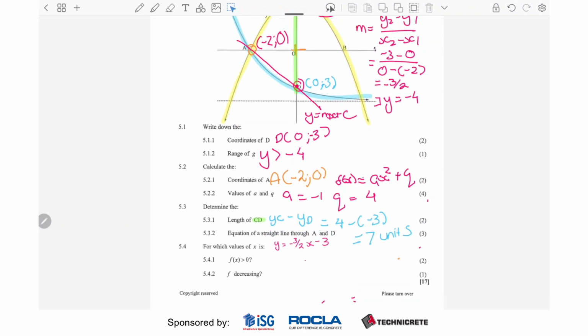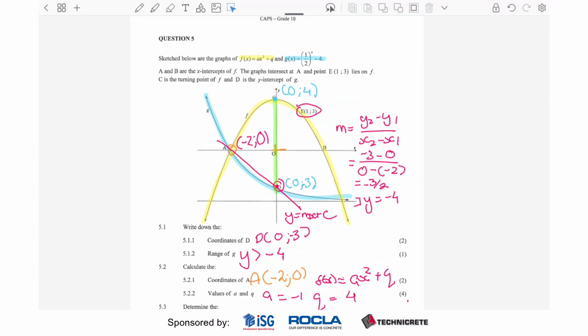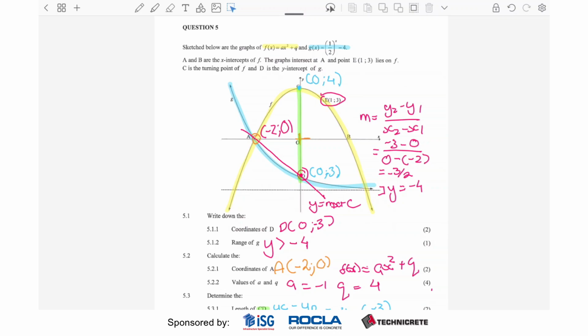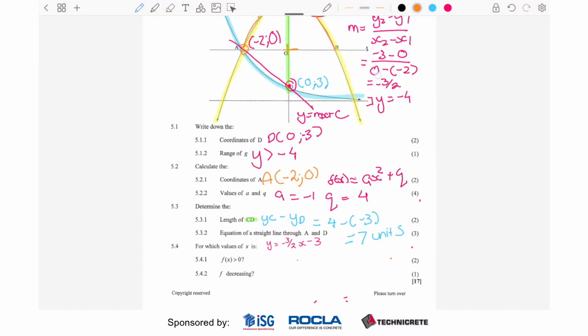Now for the next question, they want us to find the x values for which f of x is bigger than 0. So f of x is our yellow graph, and they want to know for which values f of x is bigger than 0. In other words, is it positive? So for which values is this graph above the x-axis? Because that's where it can only be positive. Once it goes below the x-axis, it becomes negative.